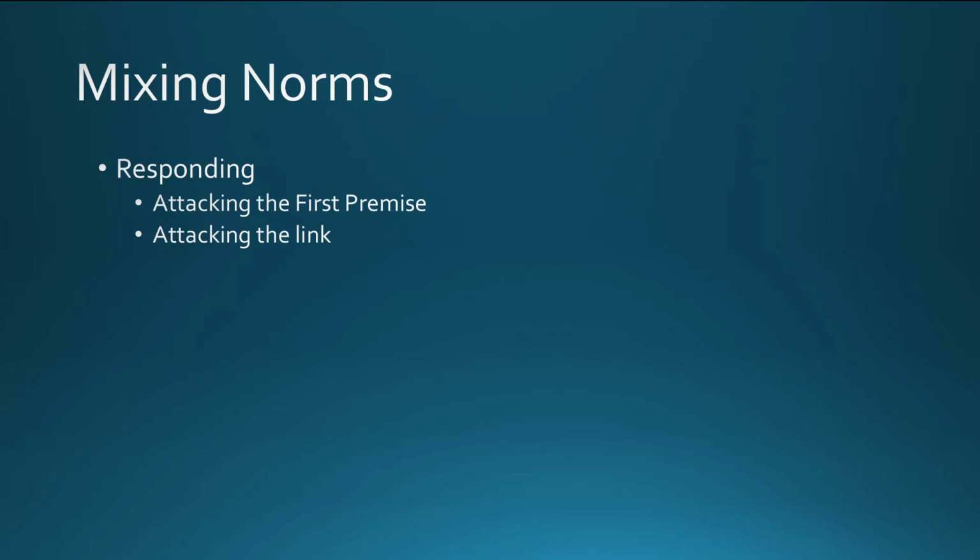So how does one respond to a mixing of norms? This could be a case where, say, you're mixing norms in your paper and you want to raise an objection against your own view of the mixing of norms, or you're arguing against someone else's use of it. Well, here's how to respond, that is, to object to or attack a mixing of norms.